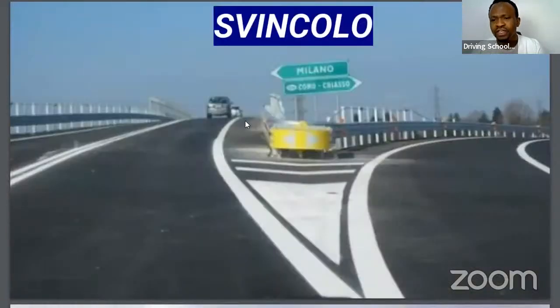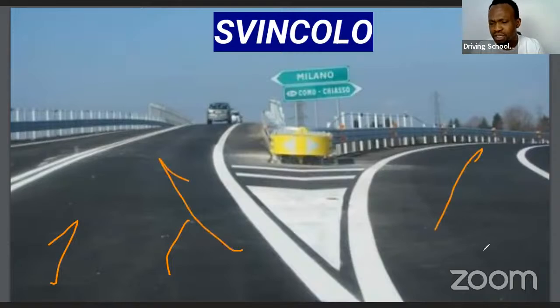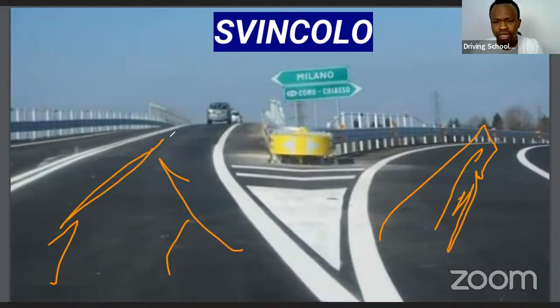Then we have svincoli, which is interchange. This svincoli here helps you to change. For example, you want to move from this autostrada to the other autostrada. Instead of going to Milano, you decide you are going to Como or Chiasso. If you want to go to Como or Chiasso, you take this one. If you want to go to Milan, you take this one. You see the interchange. So this one is called svincoli.